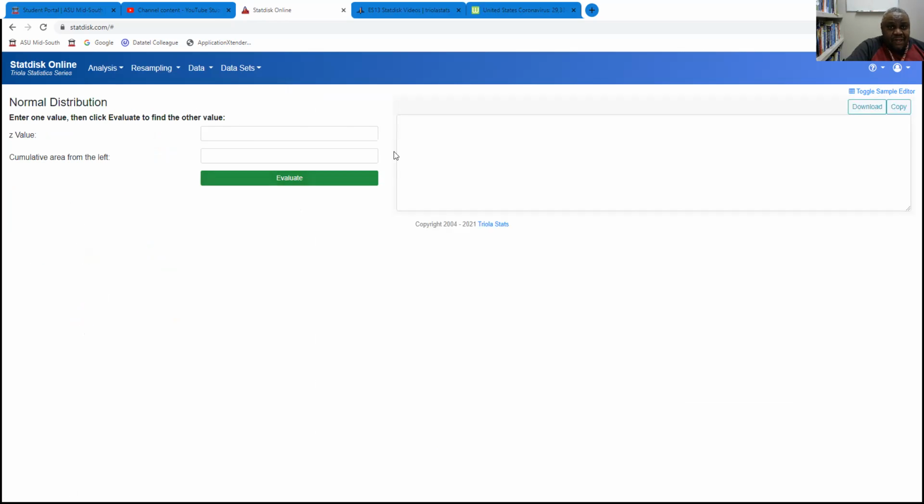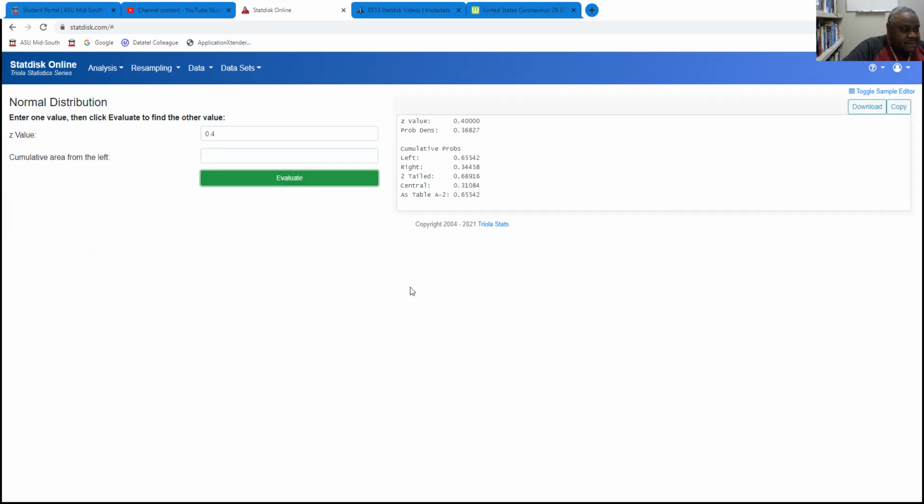And you're going to get this screen. On the left-hand side, you'll see Z value. You have to convert whatever X value you have to a Z value before you can use this. And the Z value that we came up with in part A is 0.4. You're going to type that in. Let's see, cumulative area to the left. I'm going to leave that blank.